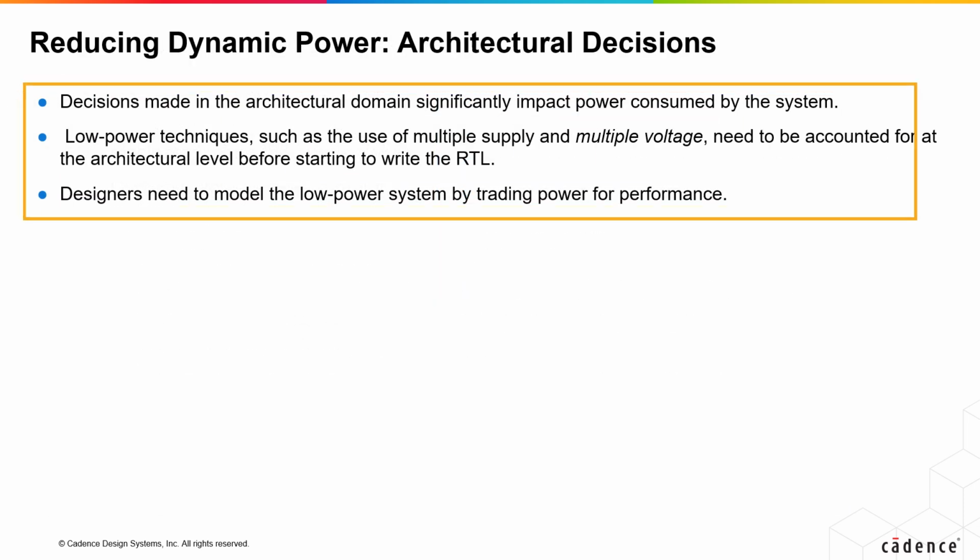If you are making some decisions at the architectural level, it has a significant impact on the power consumed by the system. For example, the number of pipeline stages can impact the dynamic power consumption of a design later. Also, low-power techniques like multi-supply multi-voltage are to be accounted for at the architectural level even before writing your RTL. The designer needs to model the low-power system by trading power for performance.